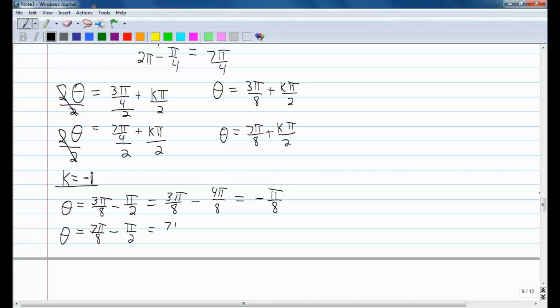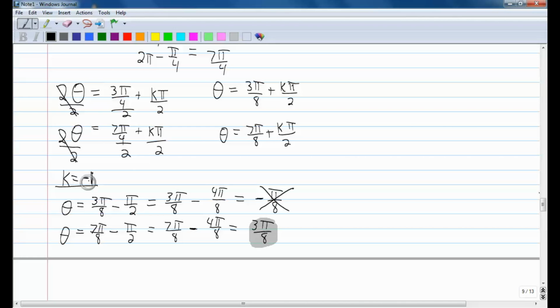Alright, let's do the same thing on the next formula here. I'm subtracting 4 pi over 8. So 7 pi over 8 minus 4 pi over 8 is 3 pi over 8. That is greater than 0. So we're not including the negative, but we do include the answer that's greater than 0, less than 2 pi. So that's one of our solutions.